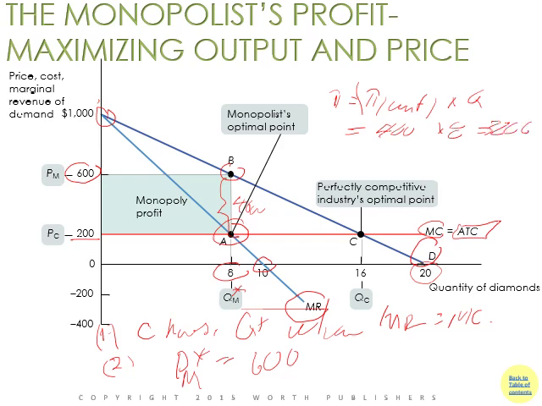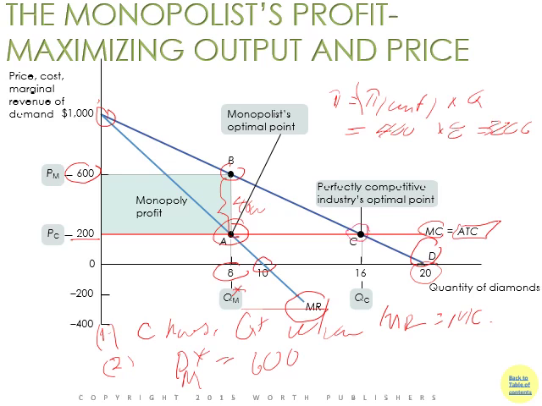So our monopoly solution is going to be a price of $600 and a quantity of 8 units. If this were a perfectly competitive market, price would be determined by the interaction of supply and demand.